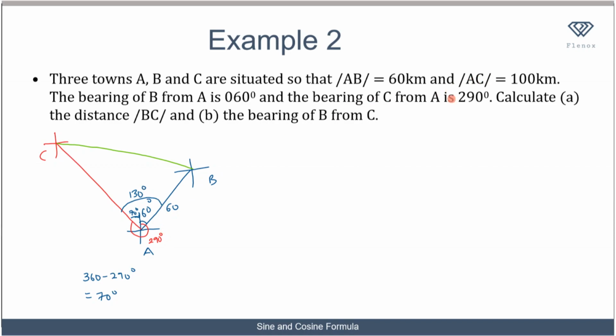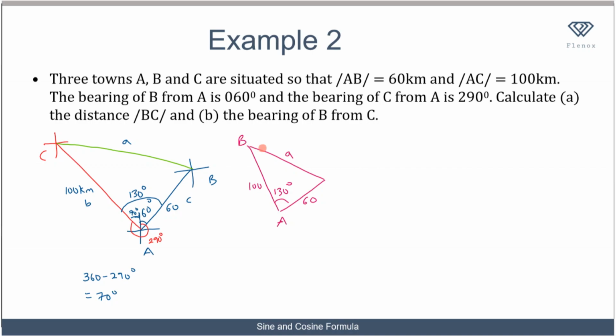Now I'm told that the distance AC is 100 kilometers, and I'm told to find this length CB. If I label it with my normal convention, the side opposite angle A will be small a, the side opposite B will be small b, and the side opposite C will be small c. This is approximately a triangle, so I will draw it out again so you can see it clearly. This angle over here is 130 degrees at point A, this distance is 60 km, and this distance is 100 km.